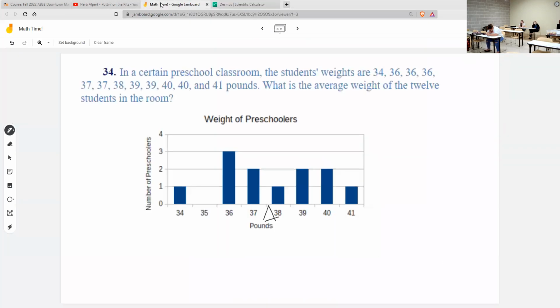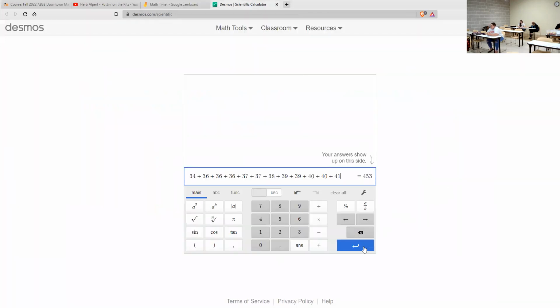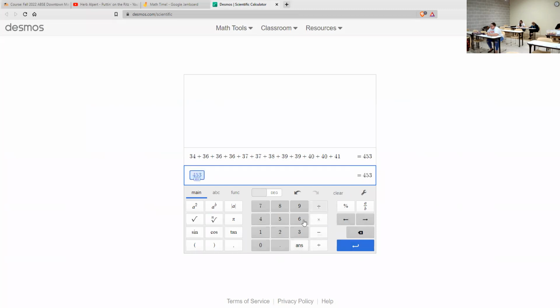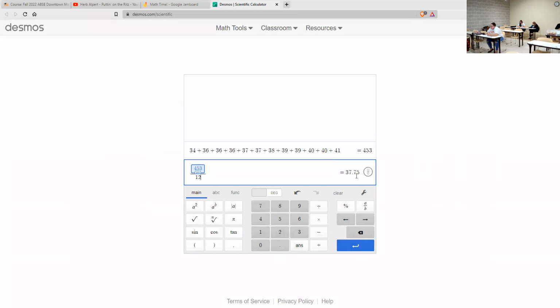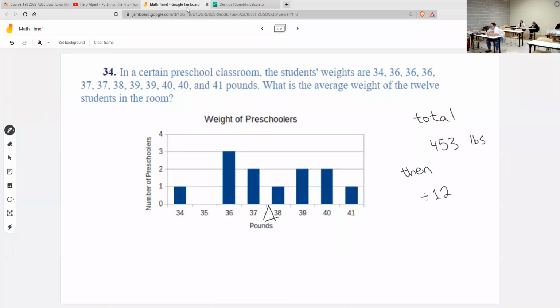So I will write that down. We actually have a unit of weight, so I'll be good and write that down. Okay, how many students are there? 12, so divide by how many? So the 453, then we're going to take the answer divided by 12. And we get 37.75.